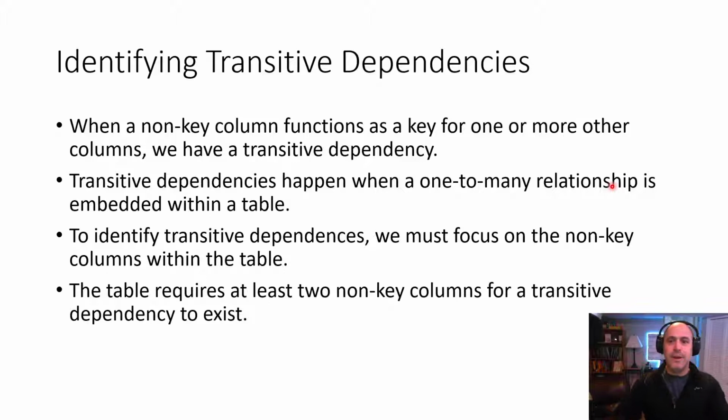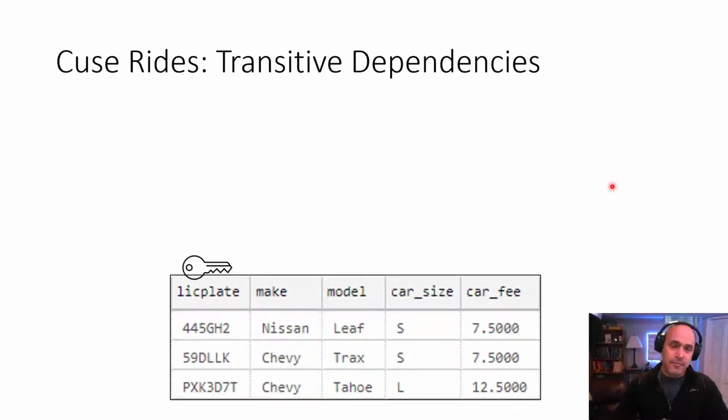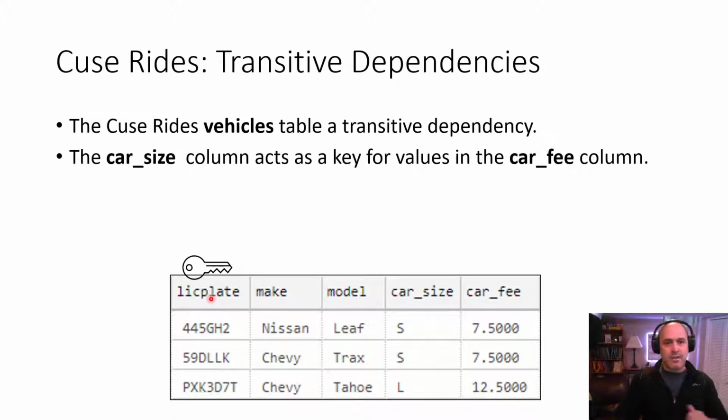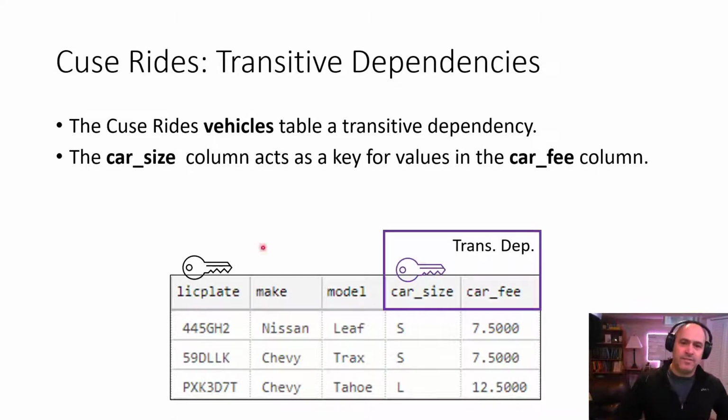And there is a transitive dependency in the vehicles table here. This is a screenshot of part of the vehicles table, just a little bit of it. And you can see that the vehicles table has a license plate key. And the car size and car fee have a transitive dependency here because the fee really depends on the size of the car, not the license plate. Okay, it's not directly dependent on the license plate.